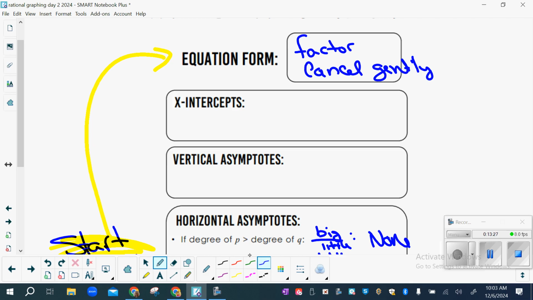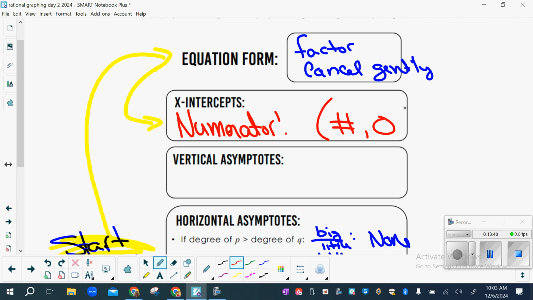Where do I go next? Kind of up to you, but I like going here next to the x-intercept. And you know the big word here, the most important word here, where do we find that? Numerator, top guy. And it's the number, comma, 0, right? And it's opposite, and it's only the stuff in the parentheses. Numerator factor. If you don't have a factor, you don't have an x-intercept. So it's the numerator factor. We do it opposite, right?